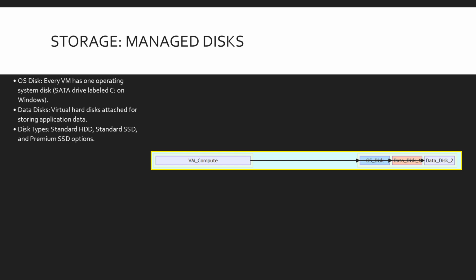This block diagram shows how storage attaches to a VM. The VM compute unit on the left connects to multiple disks on the right. The OS disk is highlighted in blue as the primary boot drive, while the data disks are attached separately for storing your files and databases.